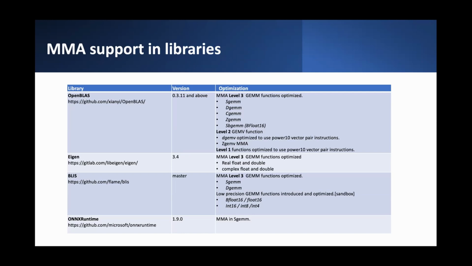BLIS is another library where we added this MMA capability, and for the low precision support, since BLIS has not yet enabled the infrastructure for that, it is right now residing in a sandbox. So those who want to try the low precision MMA capability can still compile BLIS using the sandbox. There is a README in the BLIS repository which shows how to build BLIS and then try out these low precision kernels as well. And ONNXRuntime is the fourth one where we added MMA in SGEMM code, and it is available from the latest release 1.9.0.